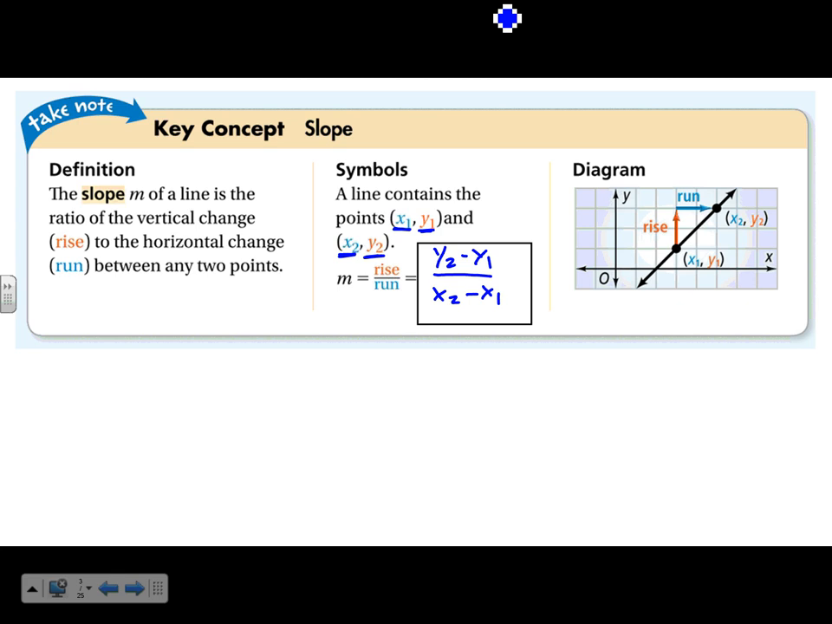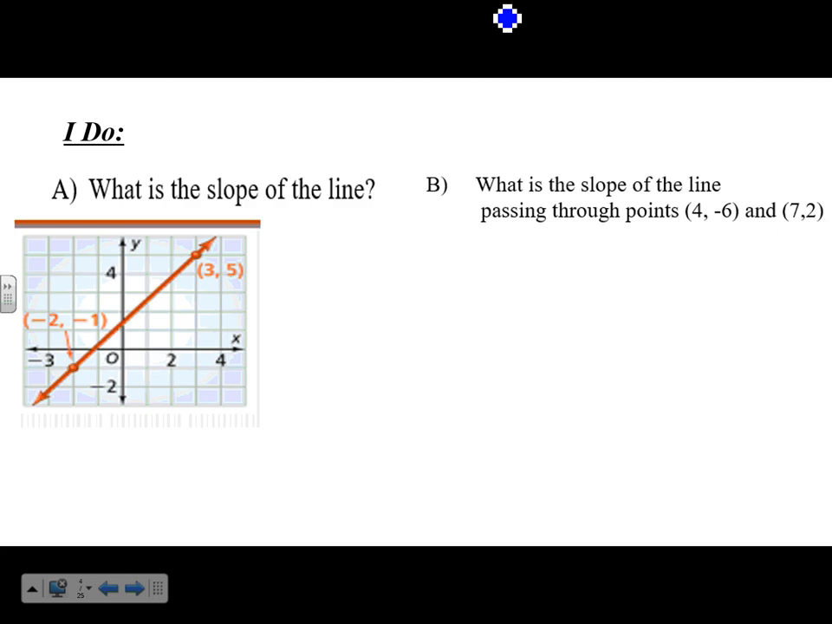Same thing over here. So this is x1, y1. That's my first point. That's my point 2. x1 is just referring to the x value of your first point. y2 is the y value of your second point. So what's the slope of this line? There's really 2 ways to do this. If you have a graph, you could do the rise over the run.